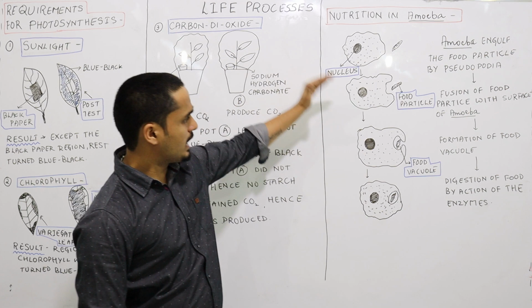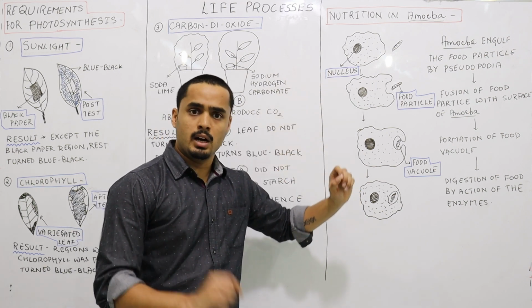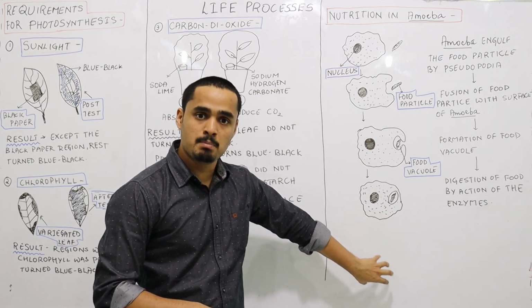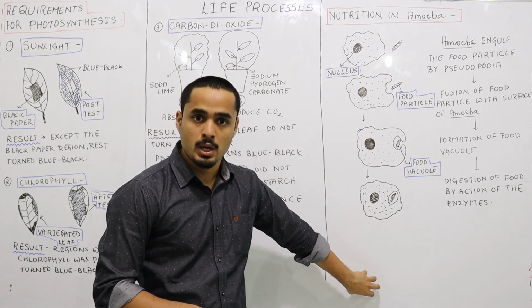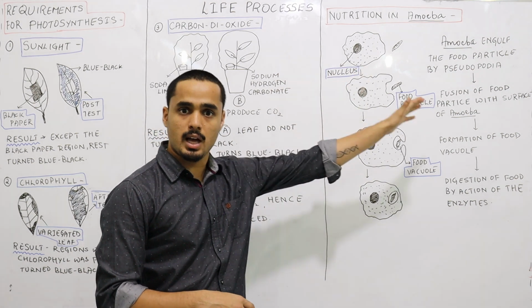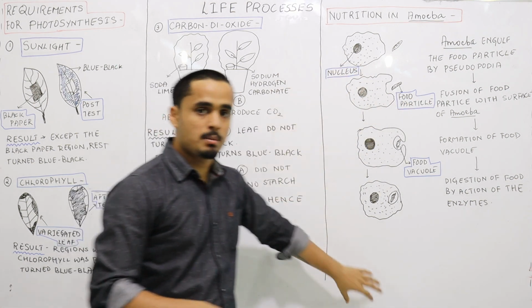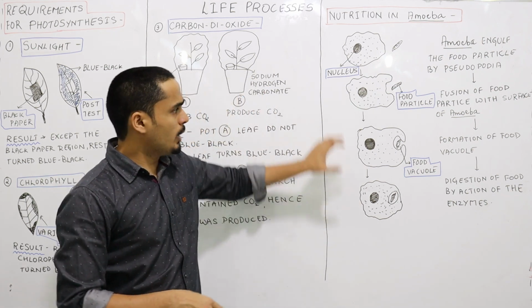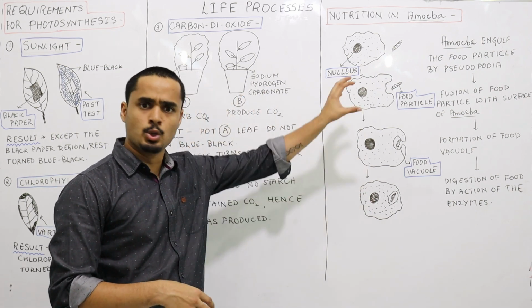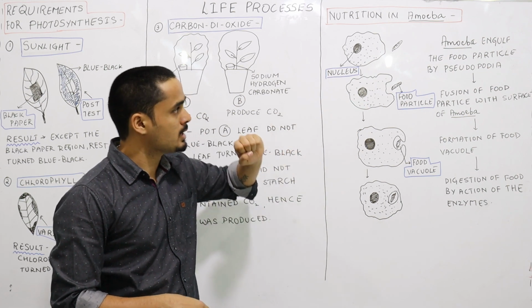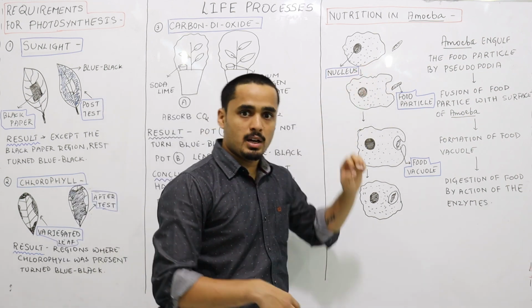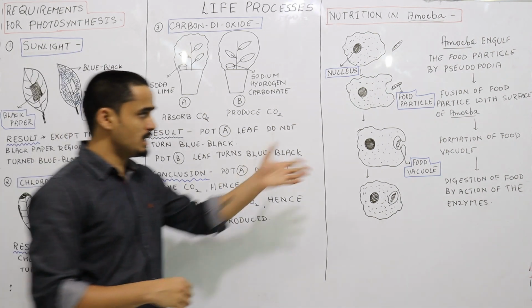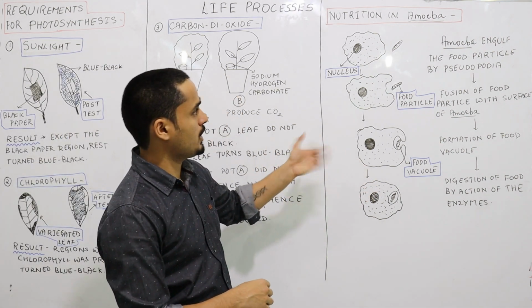Now there is a simple diagrammatic representation that is given. Just to make a note, this particular concept is very important from your board exam point of view. This question, that is nutrition in amoeba with the labelled diagram, has been asked several times in the board exam. So just focus. Nutrition in amoeba is a pretty simple process. An amoeba is shapeless. We all know that amoeba do not have a proper shape.